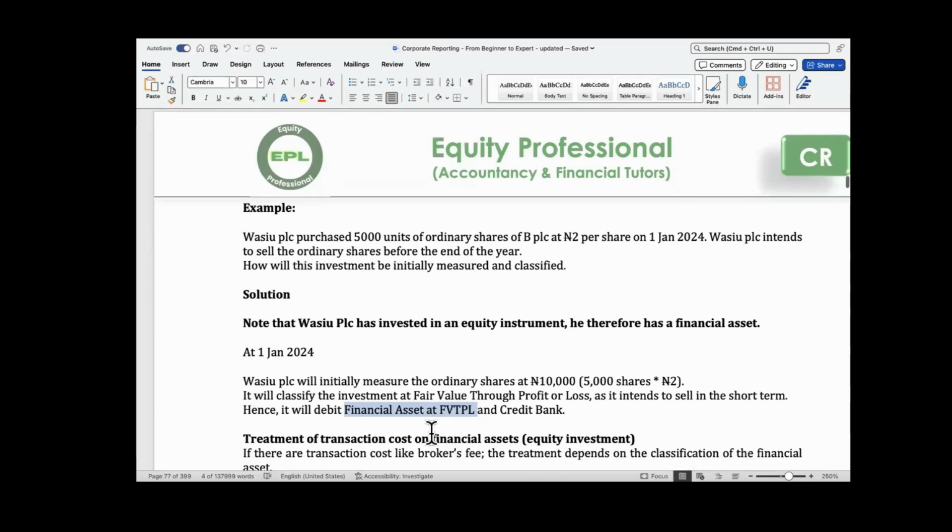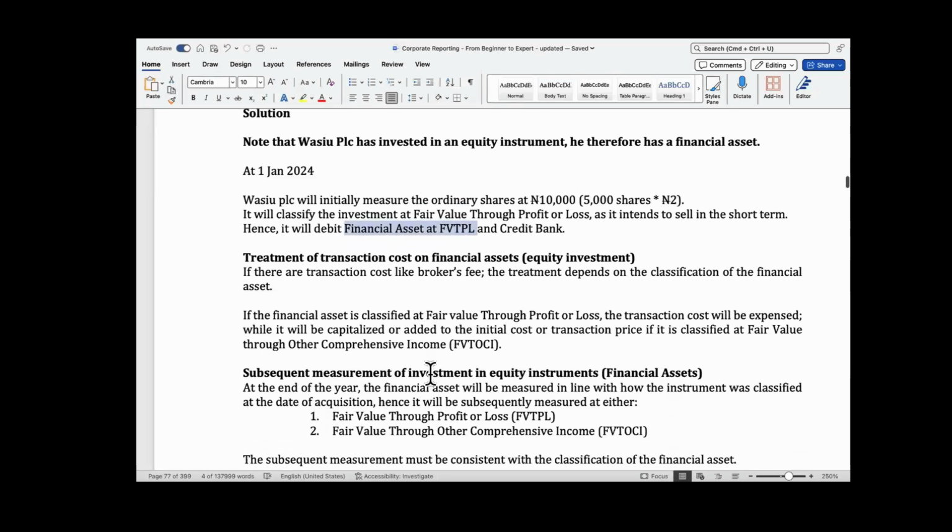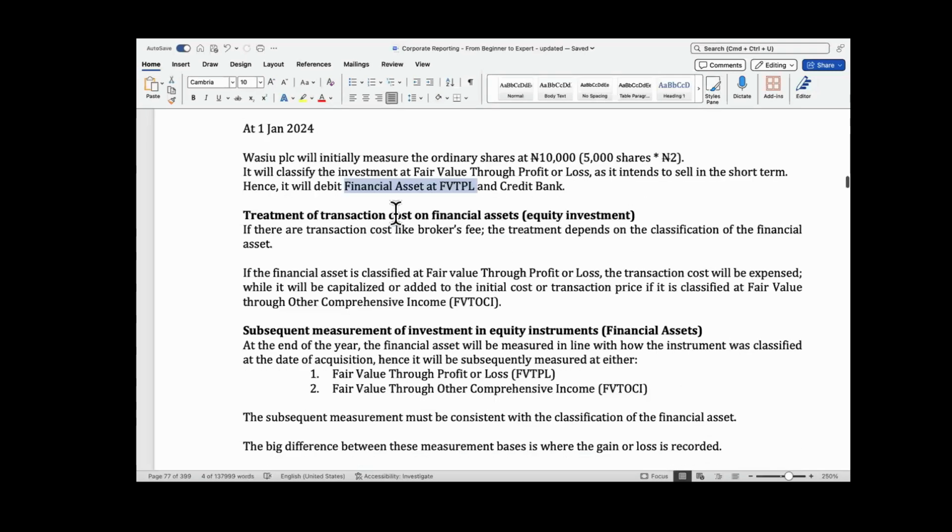Okay, having clarified classification, remember, all this is happening immediately you bought those shares, at the date of acquisition. Because if you don't know the classification, there's no way you can know or describe the account head fully. So it's important you identify the classification. Now, there's no way you can buy shares that you will not incur transaction costs. You will incur them because they will charge you. You pay broker's fee, you pay stamp duty, you pay all sorts. So we call it transaction costs.